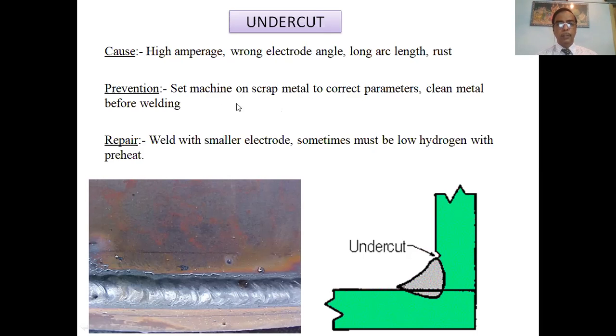Prevention: set the machine on scrap metal to collect parameters. Clean metal before welding. Repair: weld with a smaller electrode. Sometimes it must be low hydrogen with preheat. So low hydrogen electrode with preheat, so there should not be any moisture in the electrode.